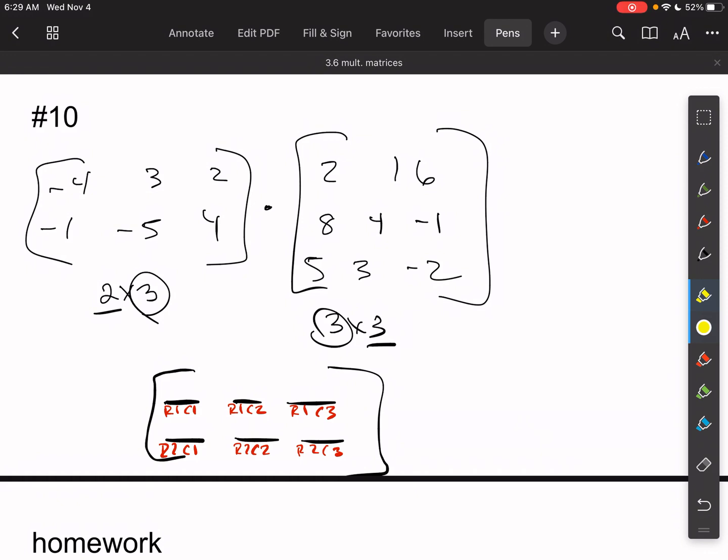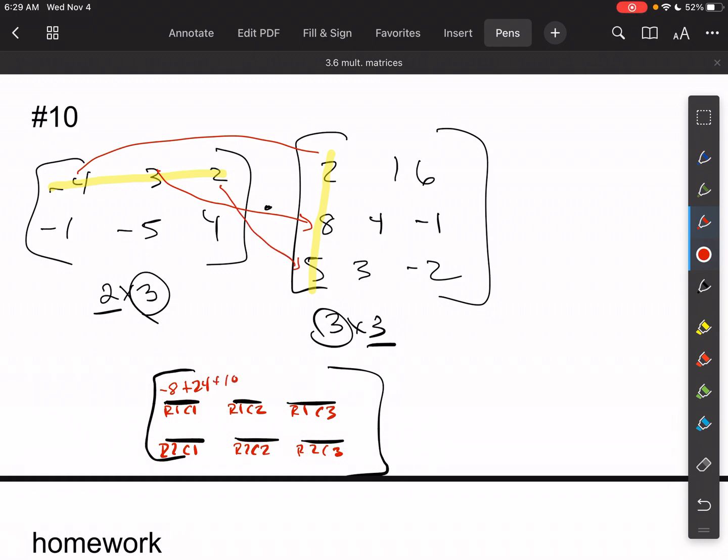So anyway, for row 1 times column 1, now look, row 1 of the first matrix is all of this. Column 1 is all of this. So I actually am now adding 3 things together. So I just wanted to show that to you, and I'm not going to do the full thing. I'm going to do the first one with you. Okay, so if I do that, I have -2 times 2, which is -8, right? And then I have 3 times 8. So I'm just moving in this pattern. 3 times 8 is 24. And then I have 2 times 5, which is 10.